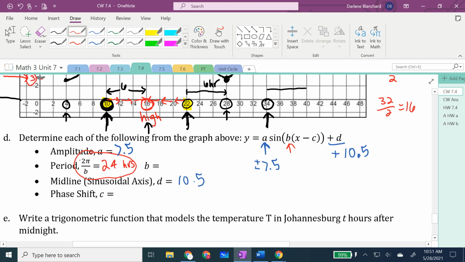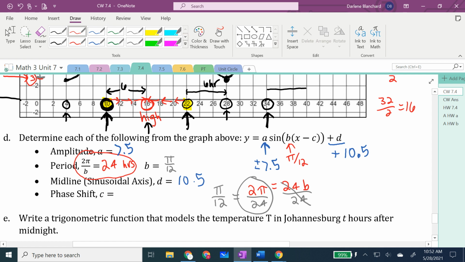So I'm going to multiply both sides of my equation by b. So I will have 2 pi equals 24 times b. Then I need to divide both sides by 24. So that means that my b is equal to 2 pi over 24, which I can reduce to 2 pi divided by 12. So now I have the answer that b is pi divided by 12.